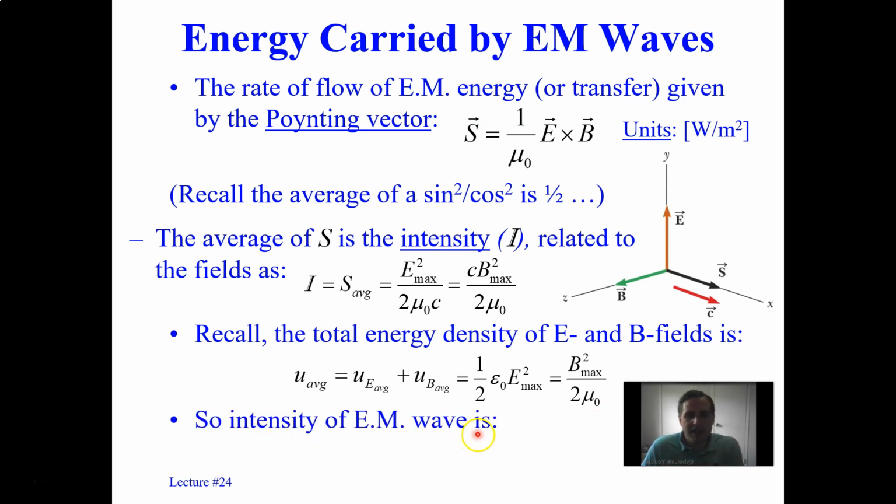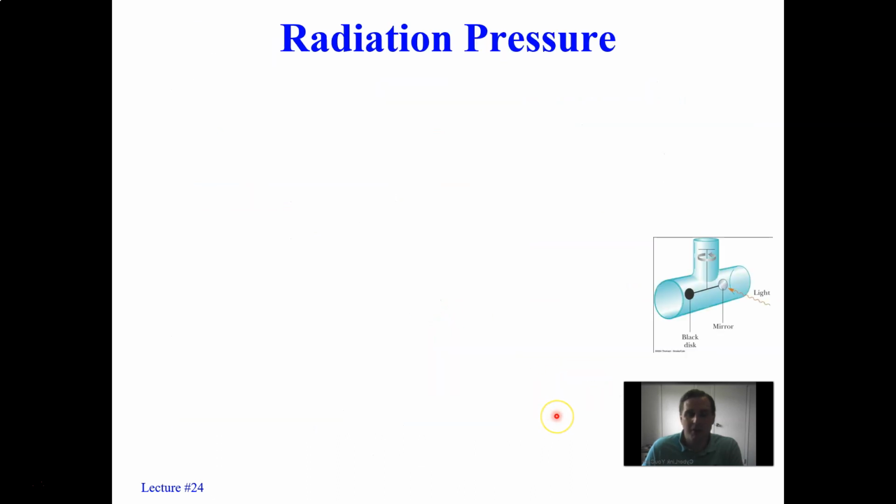So what about the intensity of an electromagnetic wave? Well, if you insert these expressions into here, you'll get that the intensity is equal to the average of the Poynting vector, which is equal to the speed of light times this average total energy density. Okay, so notice that c times each of these expressions will give the expressions we have above.